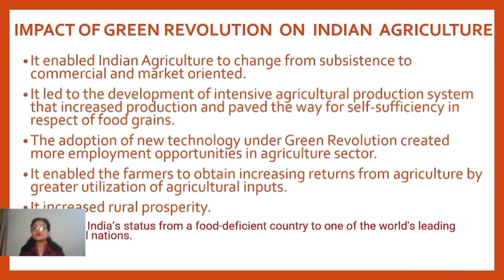Now, the next point: adoption of new technology under the Green Revolution created more employment. More employment opportunities were created by the agriculture sector. So this was again one thing which was in favor of our country and the economy. Then next, it enabled the farmers to obtain increasing returns from agriculture by greater utilization of agricultural inputs. They were able to utilize more inputs, that means fertilizers, pesticides or insecticides. If we are able to use all these inputs, naturally we are going to get better returns from the field. The condition earlier was not that.